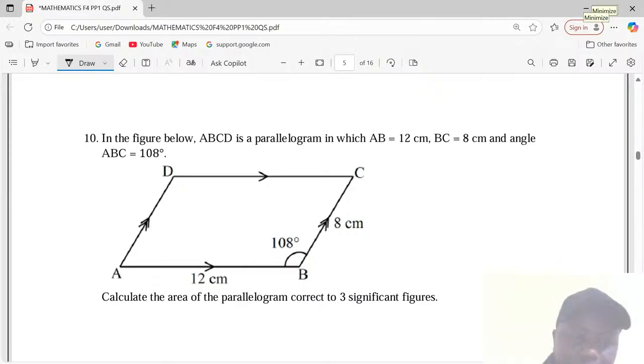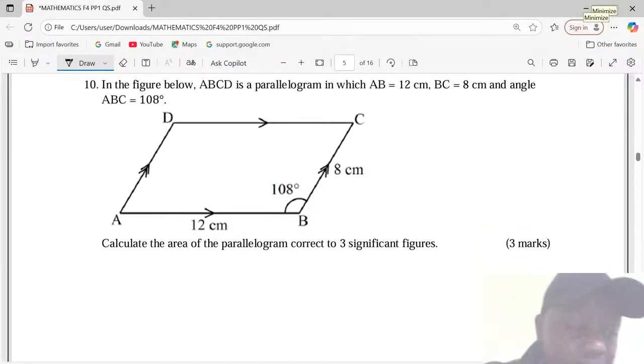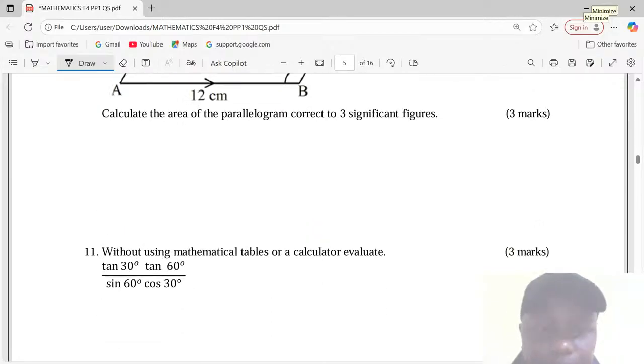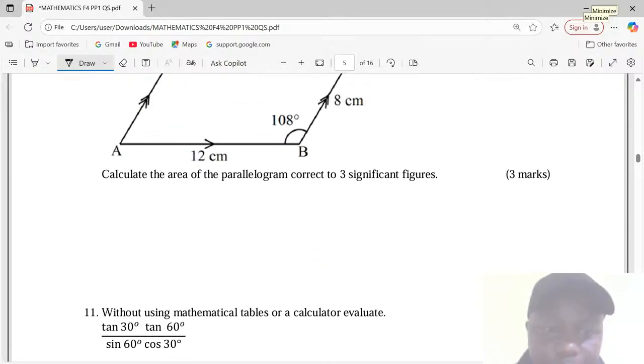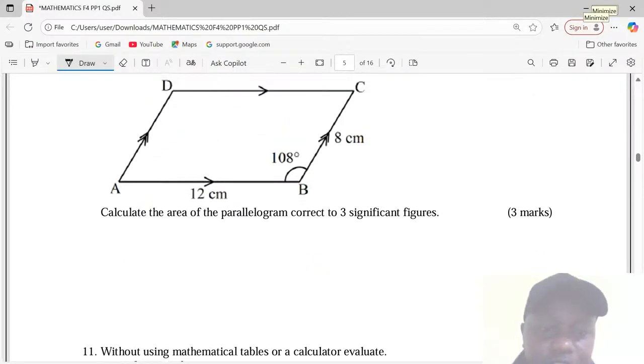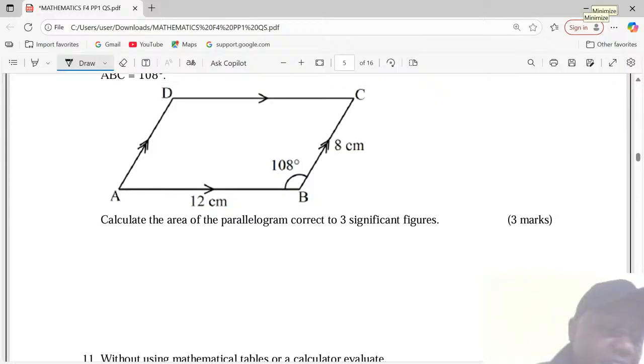Number 10, a wonderful question here. In the figure below, ABCD is a parallelogram in which AB is 12, as you can see, BC is 8, just as you can see in the diagram. Then the angle ABC is 108, just as indicated. Everything is properly indicated. The question now goes: calculate the area of the parallelogram to 3 significant figures.